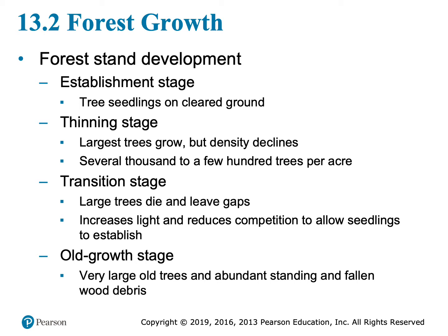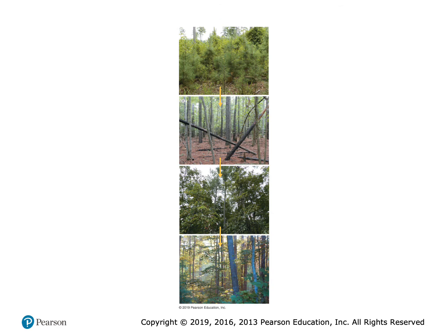And then as the larger trees die, they leave gaps in the forest canopy, and the total biomass may decline when those large trees die, and this denotes the beginning of the transition stage. And then very large old trees and abundant fallen woody debris characterize the old growth stage of forest development. And we can see pictures here showing all four stages. So if we work our way from top to bottom, we have the establishment stage, the thinning stage, the transition stage, and then the old growth stage is characterized by the picture at the bottom where you'll have living trees and abundant logs and understory.